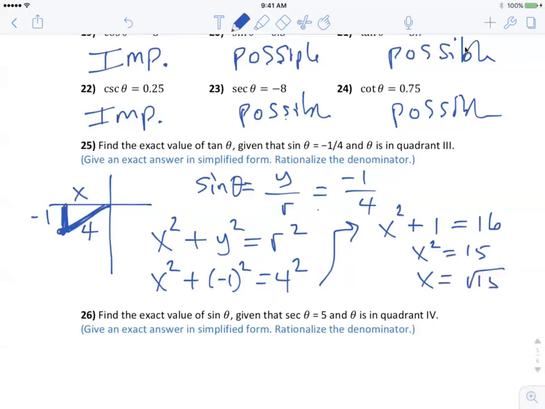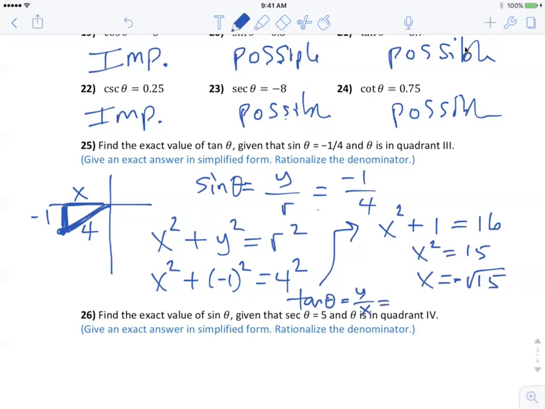It could be positive or negative, right? That's when I'm going to look at the picture. If I'm in quadrant 3, what do I know about x? It's going to the left of the y-axis. That's a negative value, so this would have to be a negative root 15. Finally, now I can do my ratio for tangent. Let's just squeeze it in down here. Sorry for the sloppiness. Tangent is y over x.